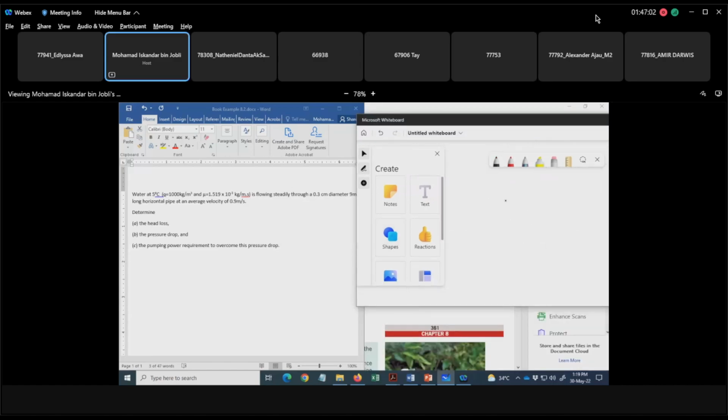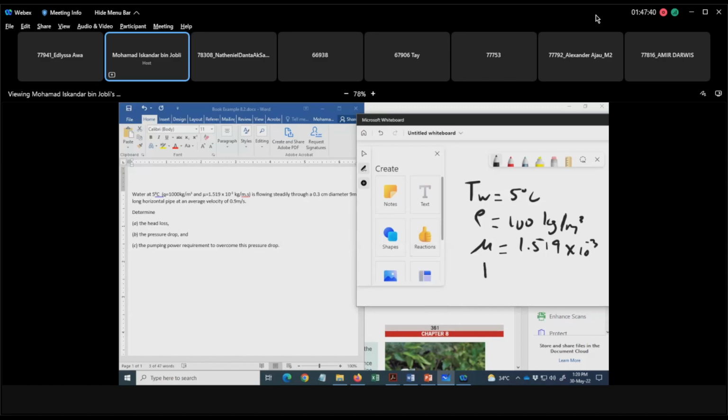Okay, so the temperature of the water equals 5 degrees Celsius. The rho of the water is 1000 kilogram per meter cubed. You can do this together with me, fellas. Write it down if you don't have your book. And then you have your mu equals 1.519 times 10 power negative 3. Collect all the information that you have.